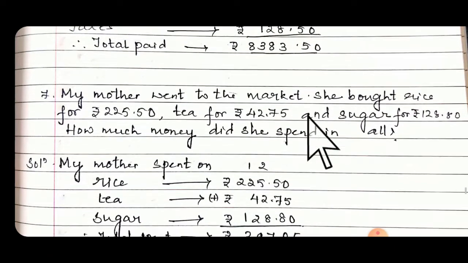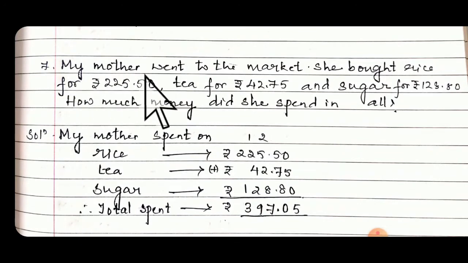Then question number 7. My mother went to the market. She bought rice for rupees 225 rupees 50 paise, tea for rupees 42 rupees 75 paise, and sugar 128 rupees 80 paise. How much money did she spend in all?